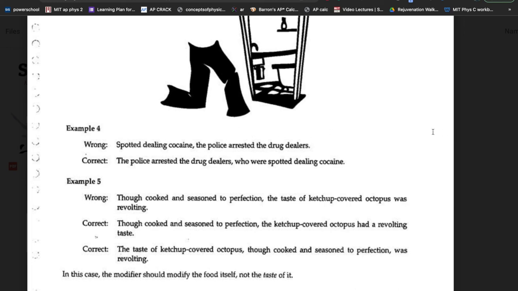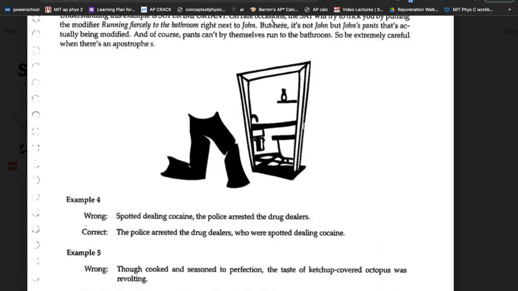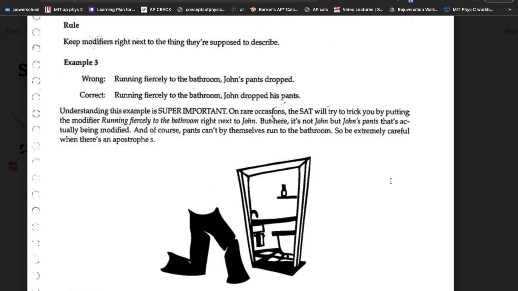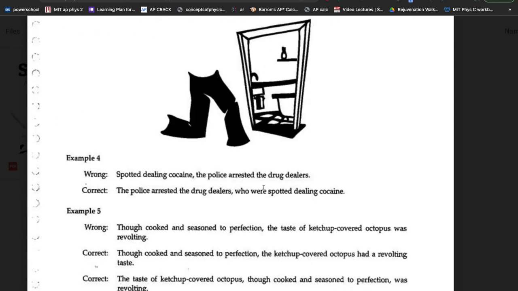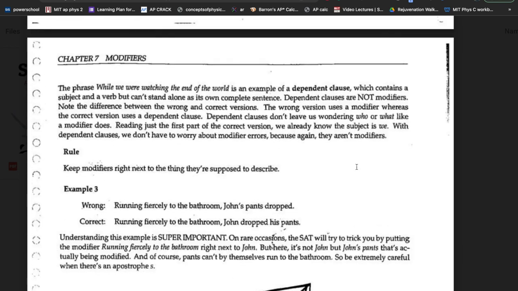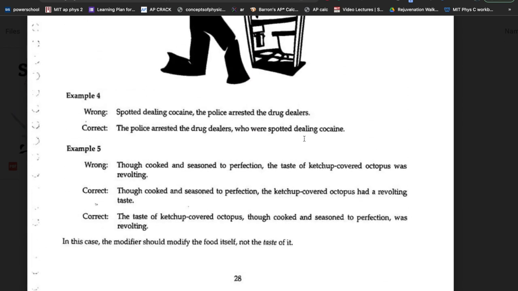I think that would work too, and resolve this modifier issue. Spotted dealing cocaine, the drug dealers were arrested by the police. But then that would cause another problem, which is known as passive voice. I think we'll get to that later. So there would be a voice issue.